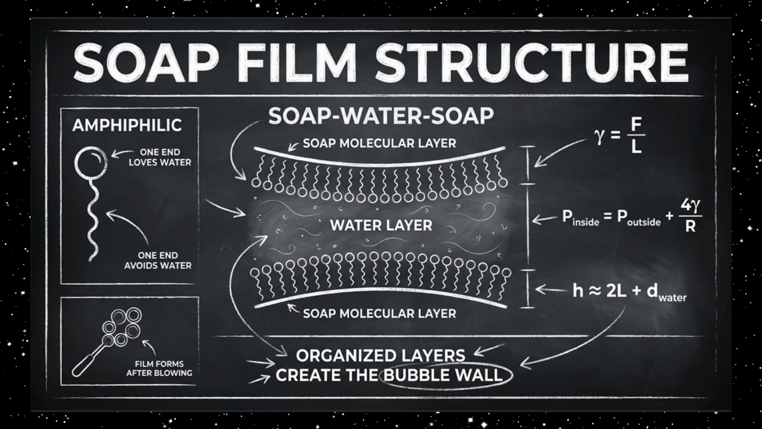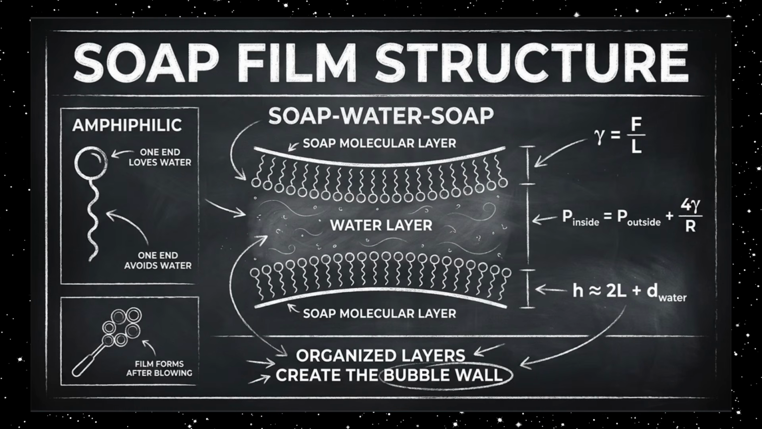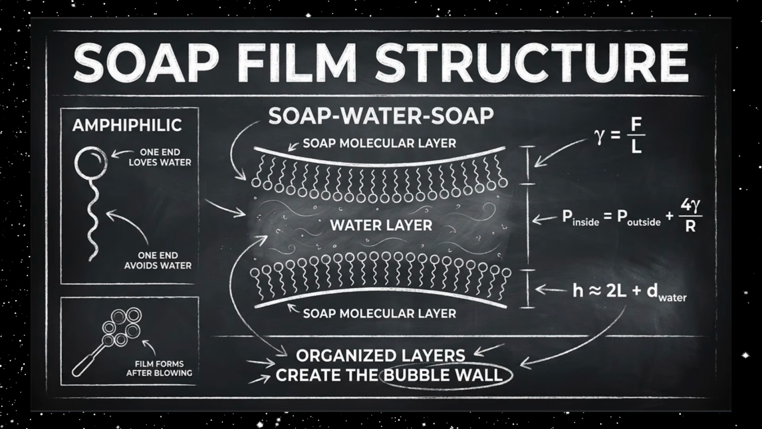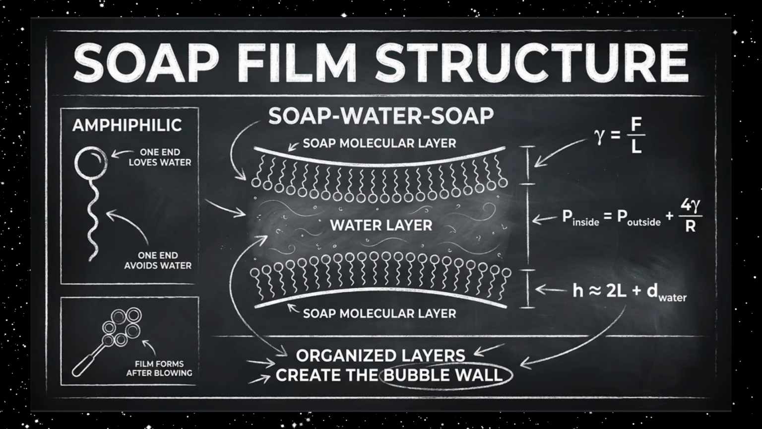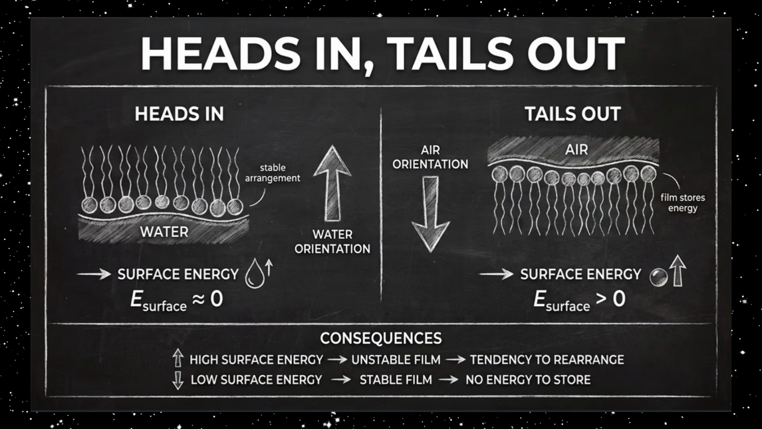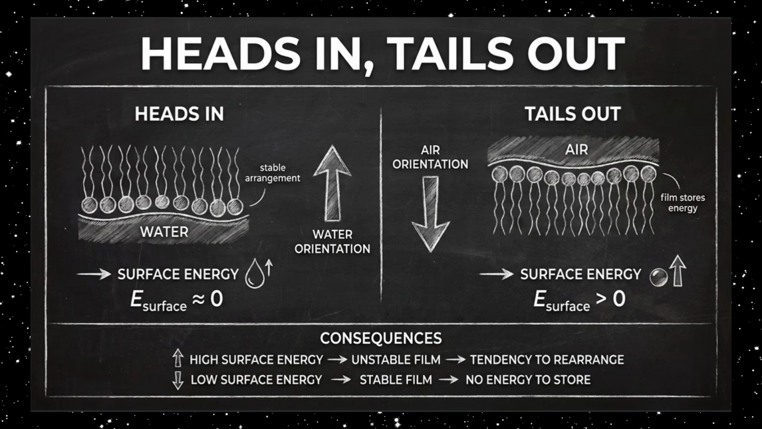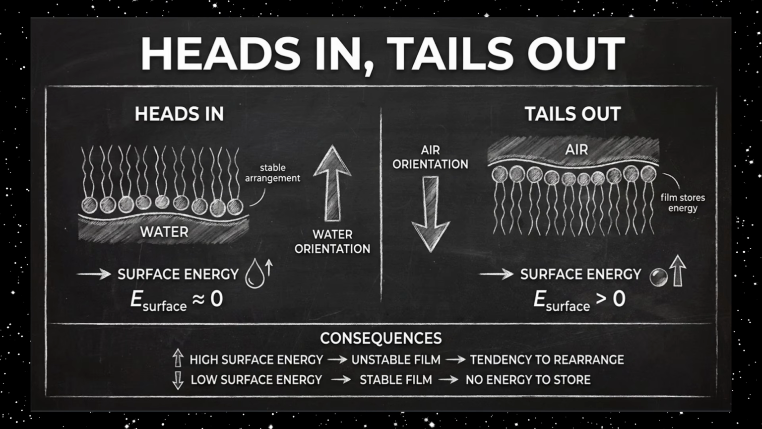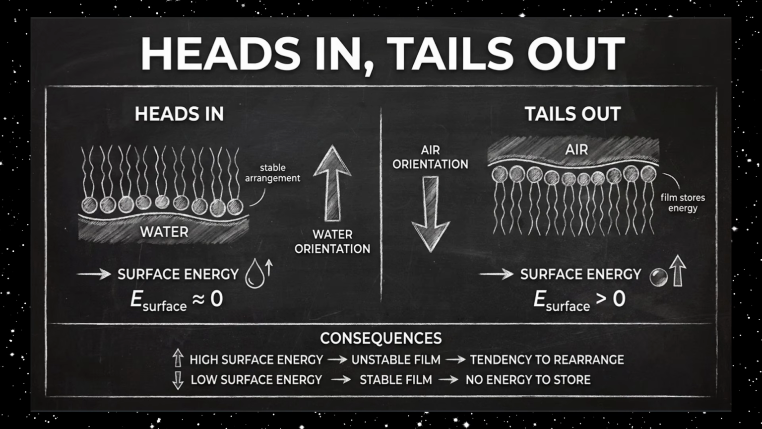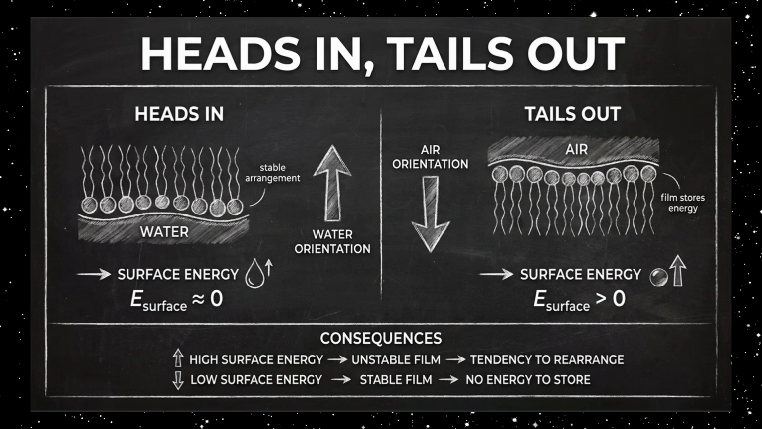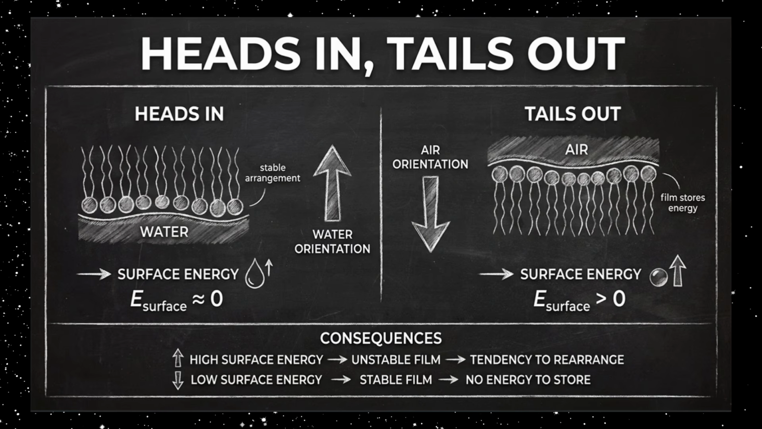Here's what's happening. The soap film is made of water sandwiched between two layers of soap molecules. Those soap molecules are amphiphilic, meaning one end loves water and the other end hates it. They arrange themselves with their water-loving heads pointing inward toward the water layer and their water-hating tails sticking outward into the air. This arrangement creates a stable film, but that film has energy, surface energy.